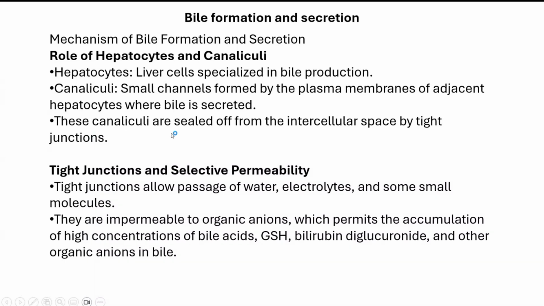These canaliculi are sealed off from the intercellular space by tight junctions. The tight junctions have selective permeability. They allow passage of water, electrolytes, and some small molecules. They are impermeable to organic anions, which permits the accumulation of high concentrations of bile acids, GSH, bilirubin diglucuronide, and other organic anions in bile.